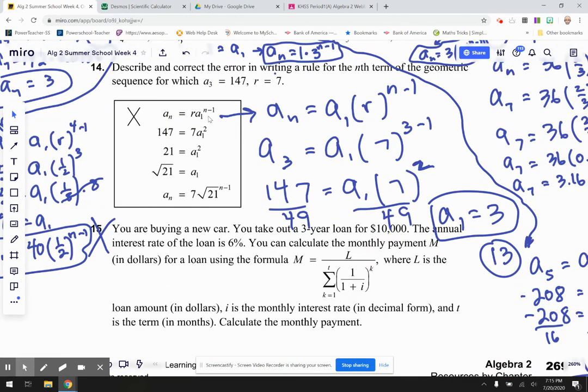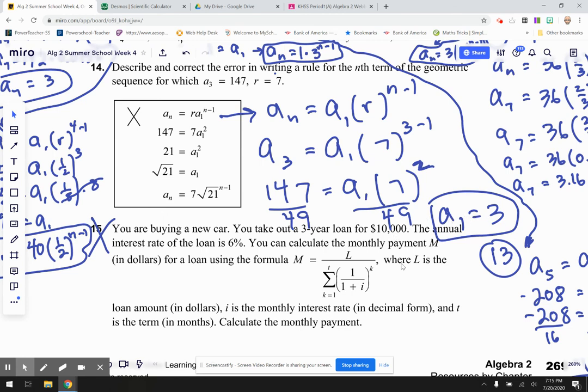Your last one that you have to do here is 14, which we're just looking for the mistake. And so they switched the A1 and the r around. That was their mistake. It should be A1 first, then r to the n minus 1. So when you plug in your A3 right here, 147, it would be A1 times 7 to the 3 minus 1 power, which is a 2. And 7 squared, 7 times 7 is 49. So if you divided by 49 on both sides, A1 would be a 3.